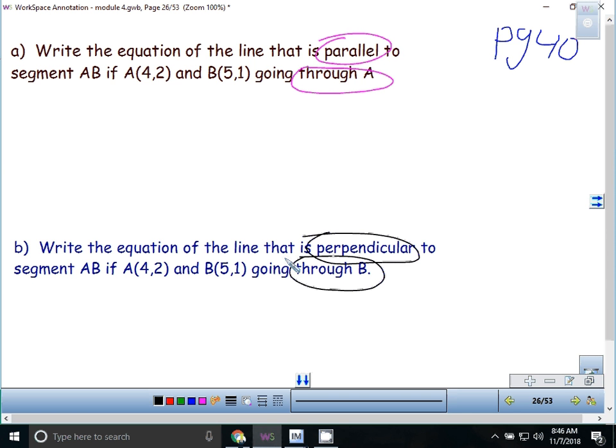Have a question, be sure to say something. If we've simplified, again, make sure you're careful with your negatives, although this one's not really an issue. It says parallel, use the same slope. If it's perpendicular, you have to flip it and change the sign.